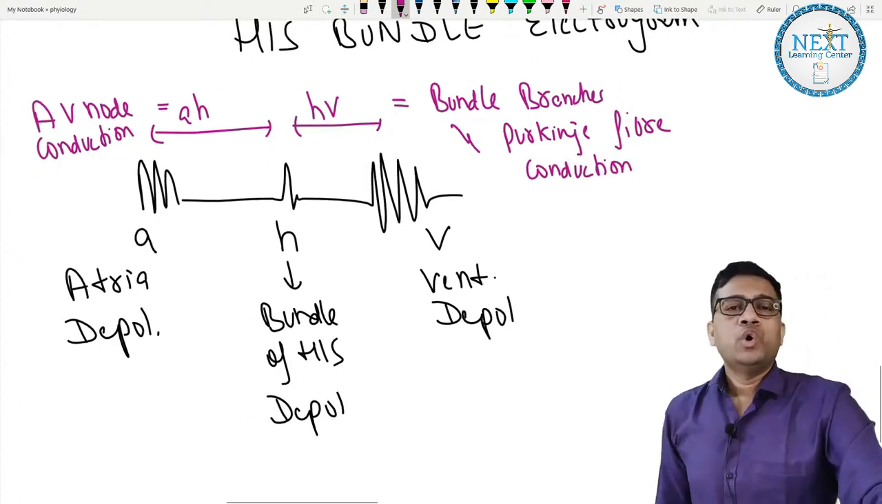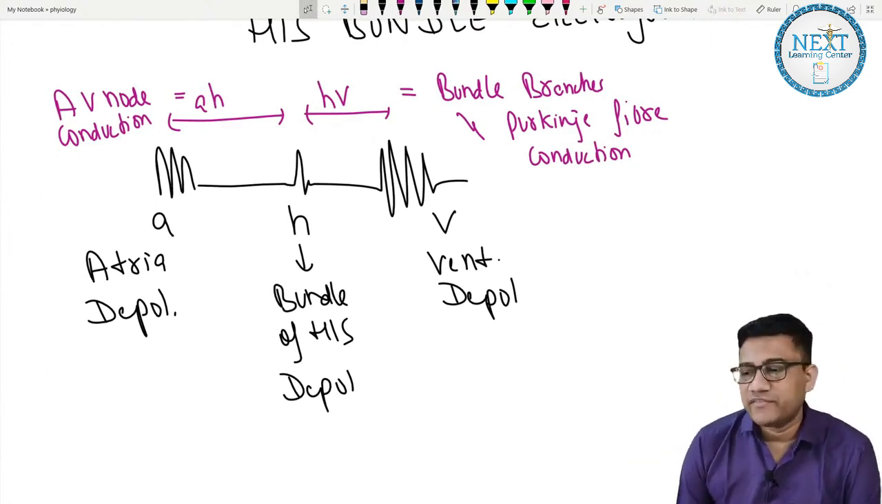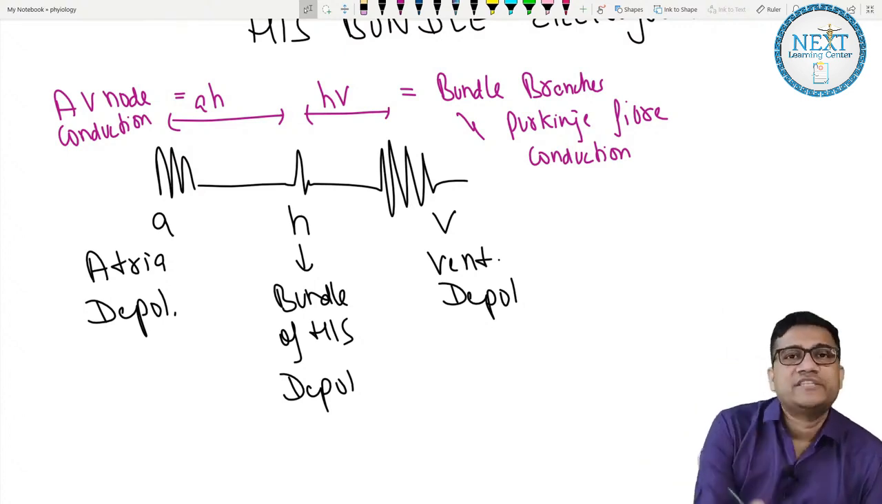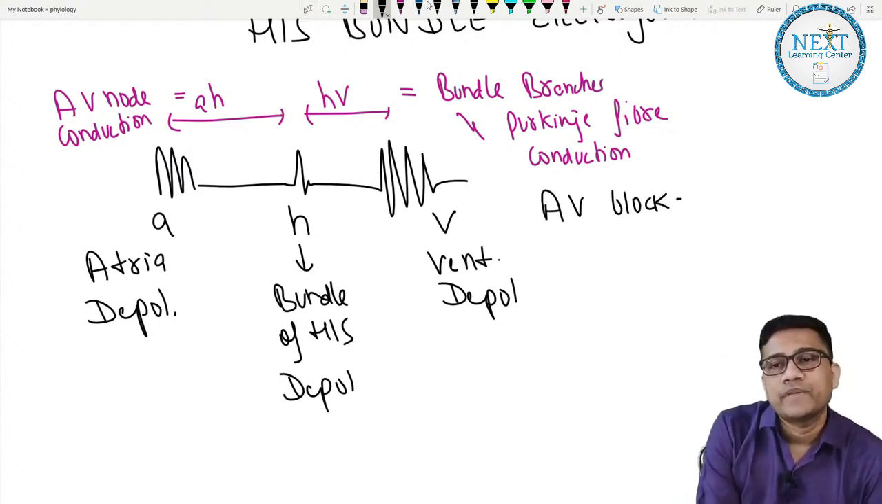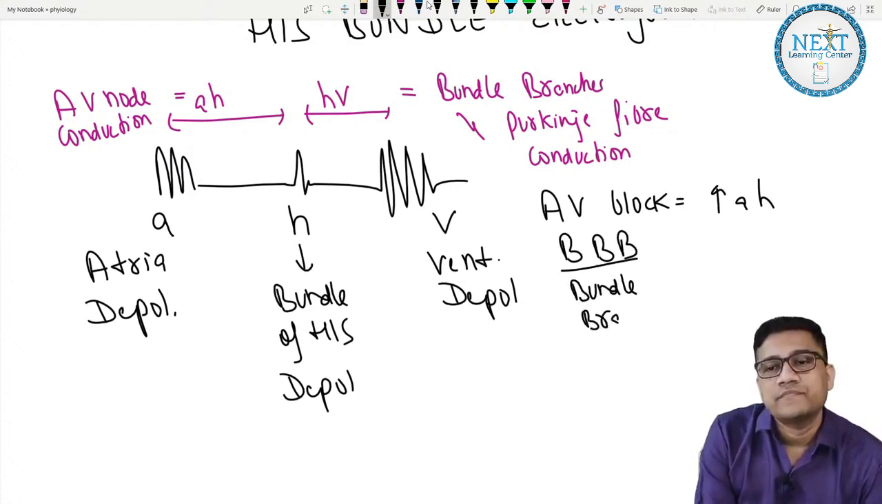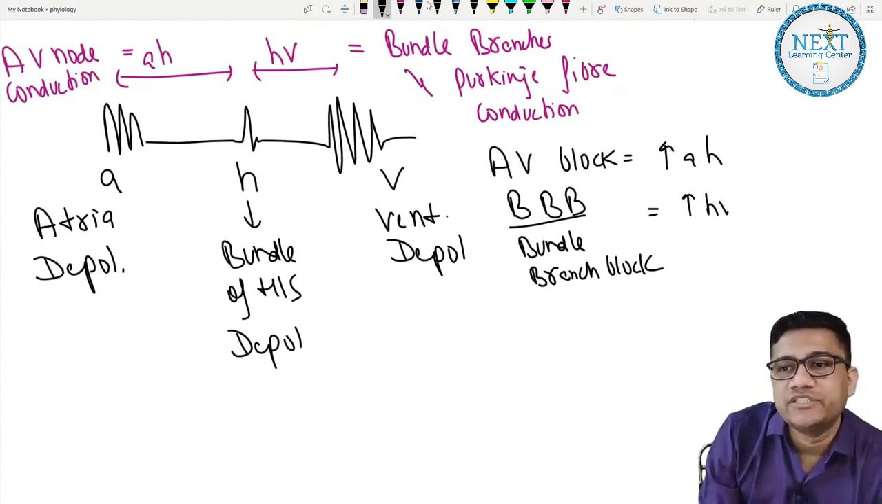Easy? So what is the significance of having these intervals? If there is an AV block, AH will increase. So if there is an AV block, there is an increased AH interval. And if there is a bundle branch block, BBB, what is BBB? Bundle branch block, then your HV period increases.